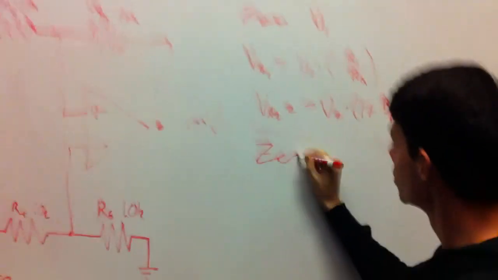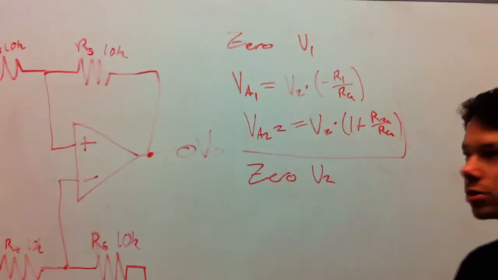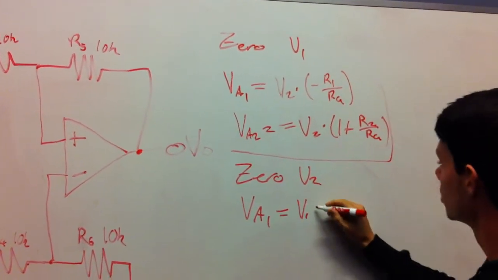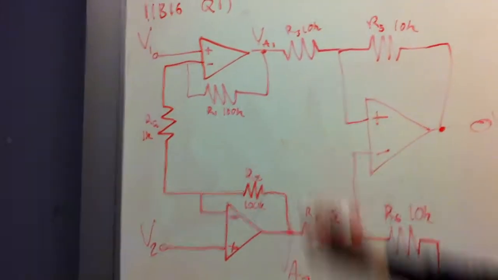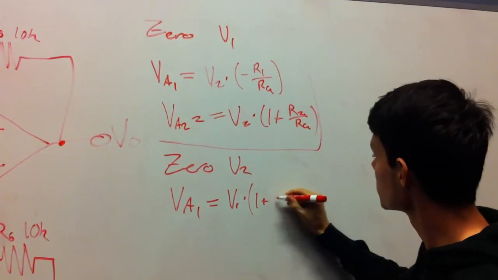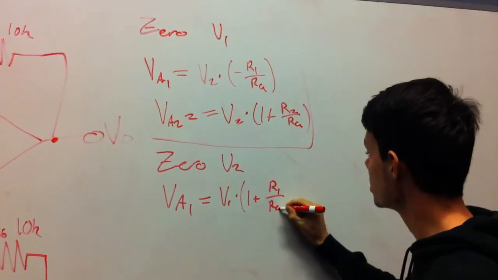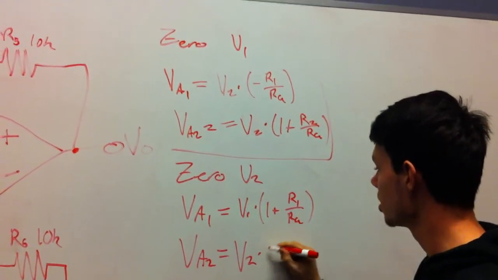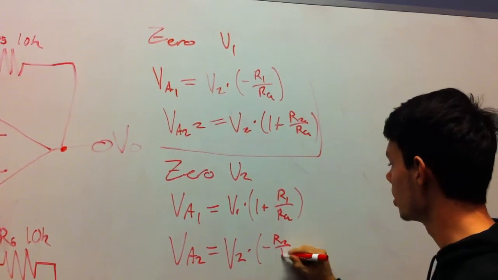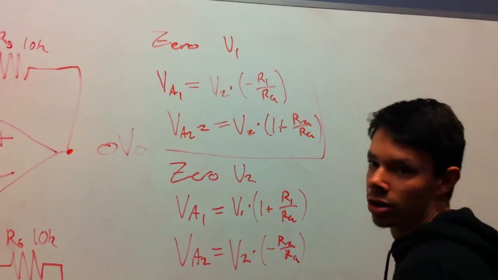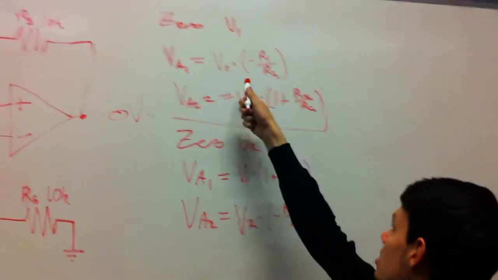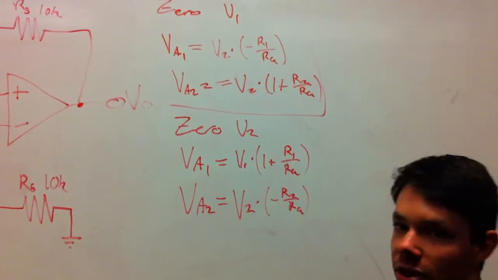So now we zero V2 and we do the other part. VA1 is equal to V1 times 1 plus R1 on RG. It's basically the inverse because it's the same sort of thing, just flipped around. And VA2 equals V2 times negative R2 on RG. Since it's superposition, to get the complete response, we just add these together.